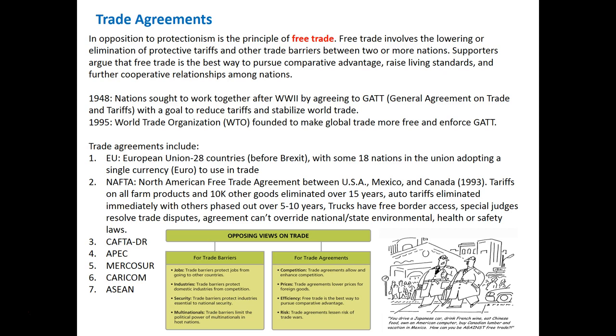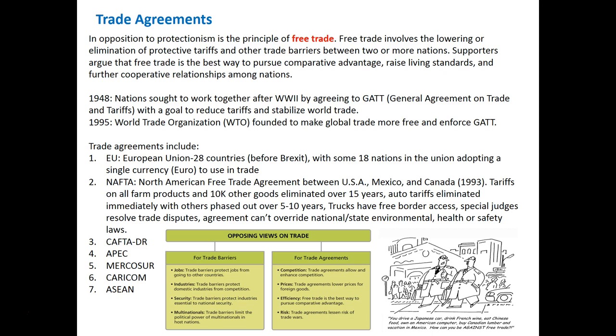And so the General Agreement on Tariffs and Trade in 1948 was passed, GATT, trying to reduce tariffs and stabilize world trade. The idea that free trade will help nations get along. This is right after World War II. You can see there, though, that for nearly 50 years, GATT was not terribly effective, and so by 1995, the World Trade Organization was introduced to try to enforce the provisions of GATT.